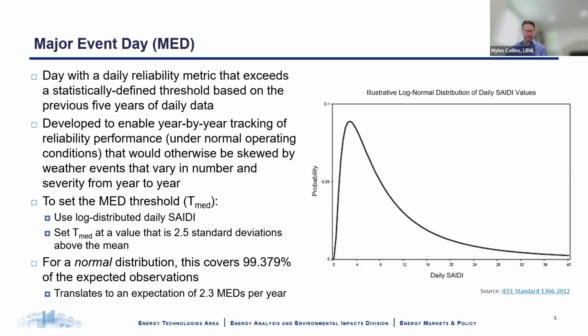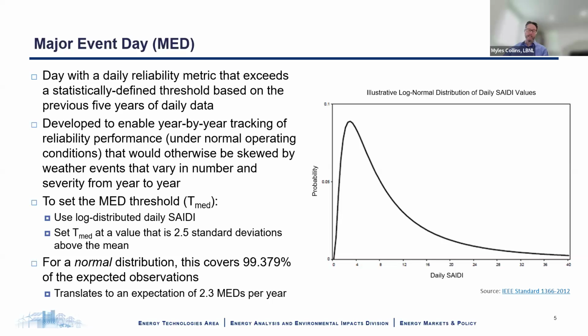The process of identifying that MED threshold would be that we want to transform this data into a normal distribution by taking the natural log. Once we do this, we can perform some calculations to set a statistical threshold designed to capture a certain portion of the most extreme conditions on the far end of the tail. This portion is set at 2.5 standard deviations from that log mean. And at this threshold, we would expect 2.3 major event days per year on average.